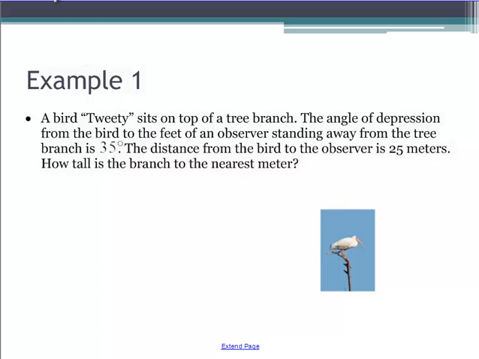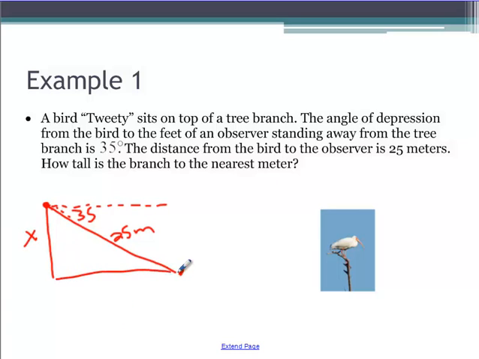So a bird is sitting on top of a tree branch. We have our bird here, we'll just put a dot. And the angle of depression to the feet of an observer standing away from the tree is 35 degrees. Let's make that a solid line. Our line of sight makes a 35-degree angle with the horizontal. And the distance from the bird to the observer is 25 meters. We're looking for how tall the branch is.